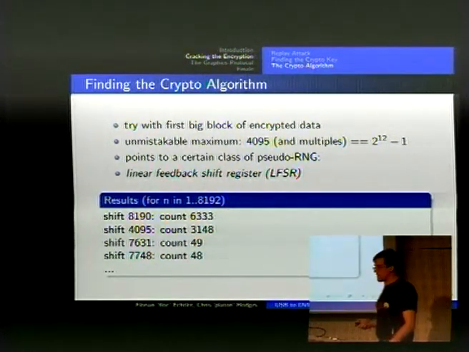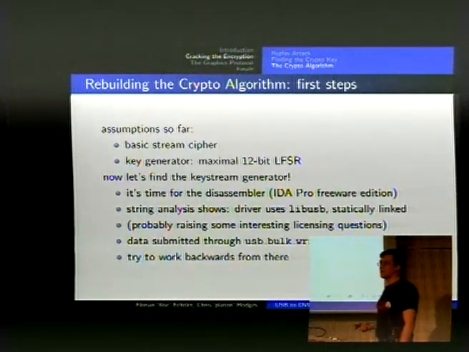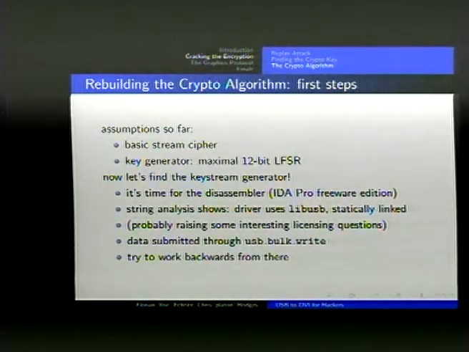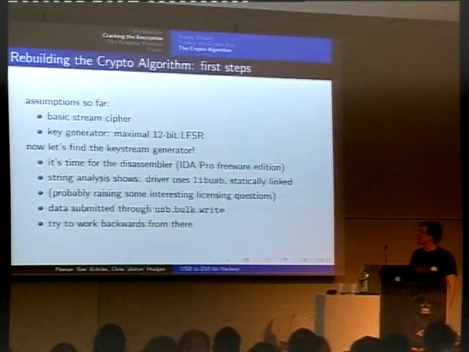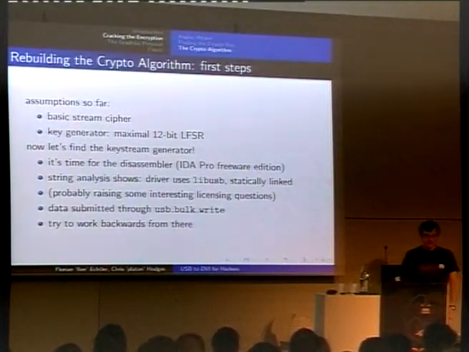Of course, this doesn't help too much if you only know the key length. What you need in the end is the key stream generator. So our two assumptions were that we have a stream cipher, we have an LFSR random number generator, a maximal LFSR, which means that it actually uses the maximum possible period, which is 4095 bytes.